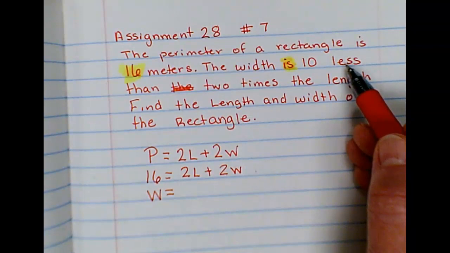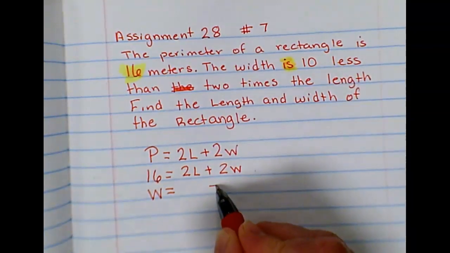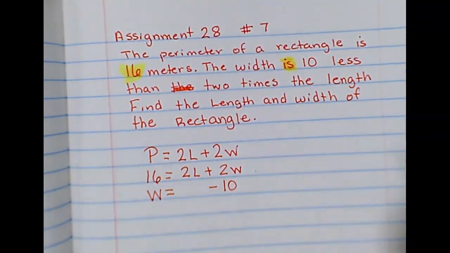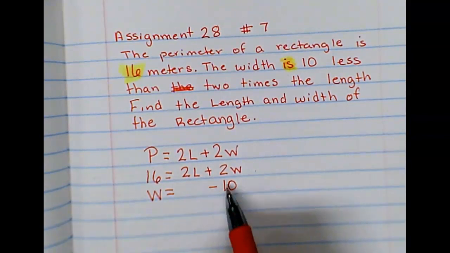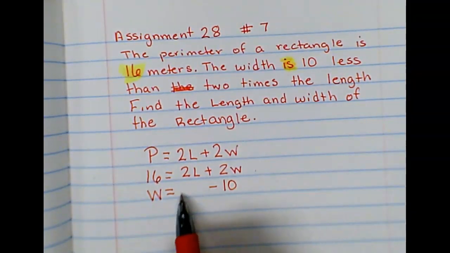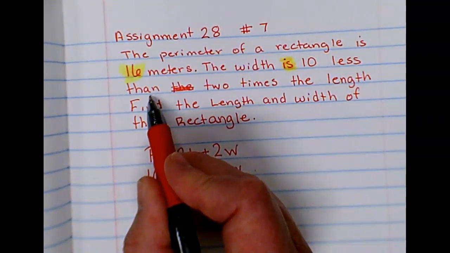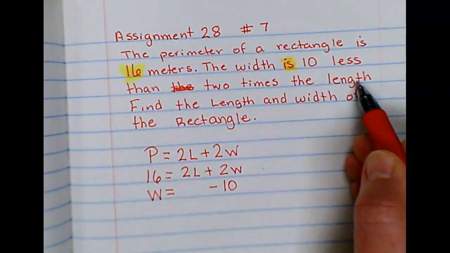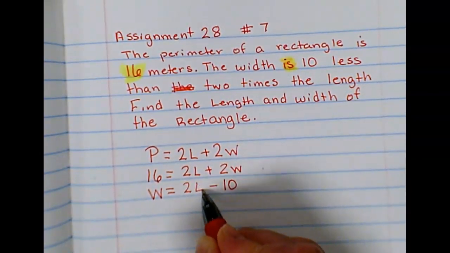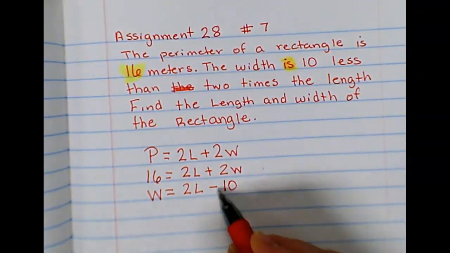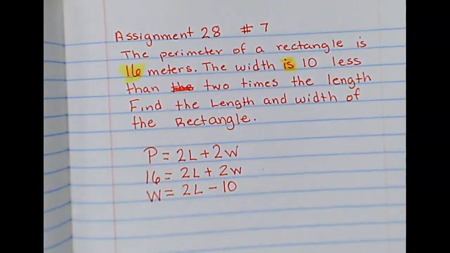So I do have to write negative 10, but I am subtracting the 10. Now, did you notice I left a space there? Because it is 10 less than 2 times the length. 2 times the length, and the negative 10 is subtracted off 2 times the length. Those are the 2 equations.